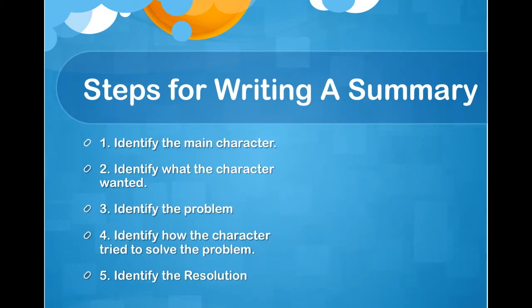So here are just some extra steps for writing a summary. So first, you identify the main character. Second, you identify what the main character wanted. Third, you identify the problem. Fourth, you identify how the character tried to solve the problem. And fifth, you identify the resolution.